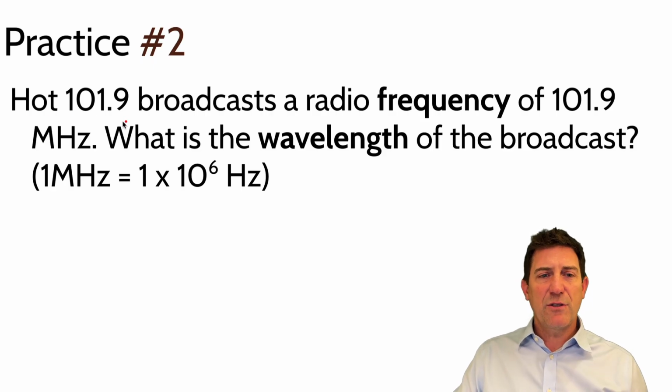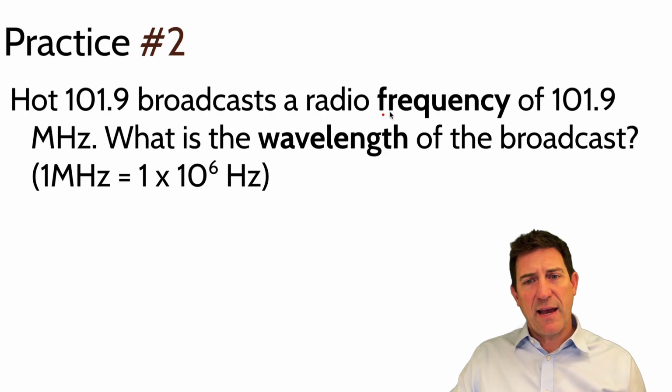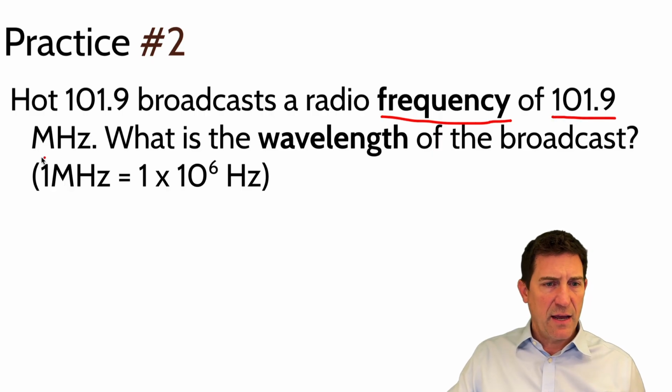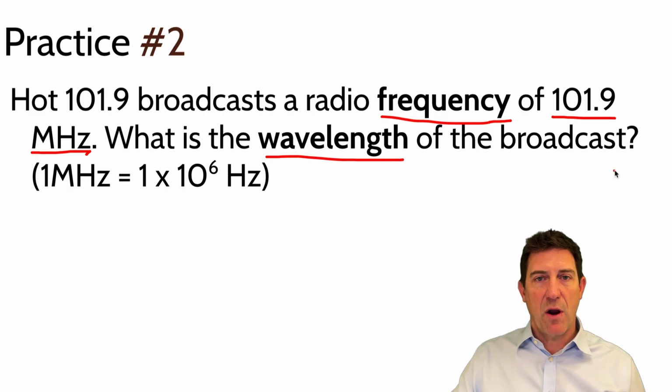So we've got a radio station. It's called Hot 101.9, and it broadcasts a radio frequency of 101.9 MHz, which is megahertz. Oh, look, here's some information about megahertz. What is the wavelength of the broadcast?